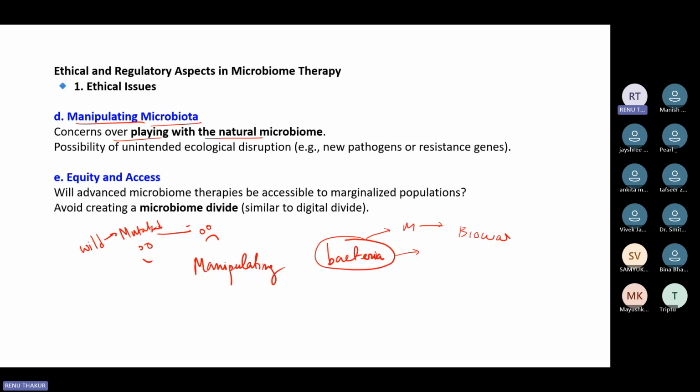And equity and access. So what is this equity and access? Will advanced microbiome therapies be accessible to marginalized populations? Avoid creating a microbiome divide similar to the digital divide. Equity and access means whether it will be accessible for all of the people, or whether it will be divided for only a certain population. All these things are related to whenever you are working with a gut microbiome based therapy.